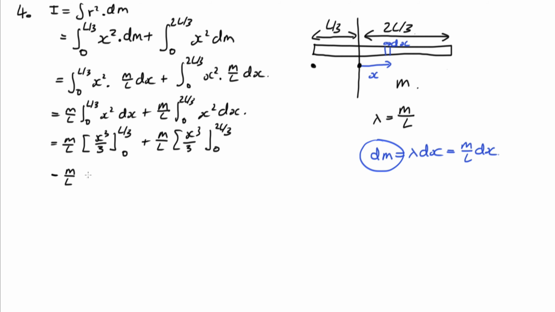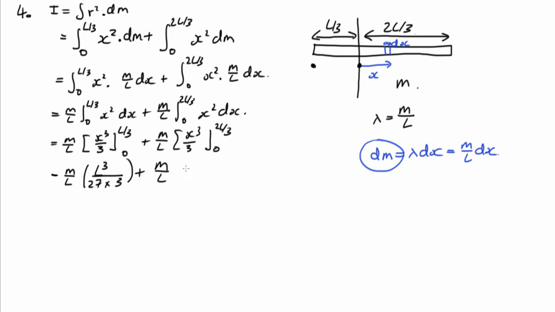So we've got m on L. Now this is equal to L on 3 all cubed. So that'll be L cubed over 27. And then we've still got this times 3. And when we put in the 0 for x, it's just 0, so we're not subtracting off anything.